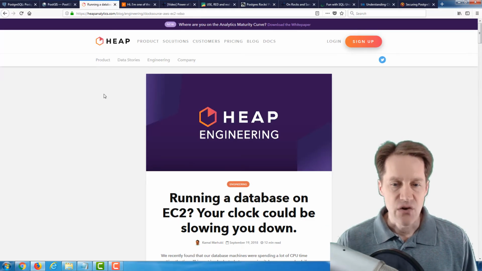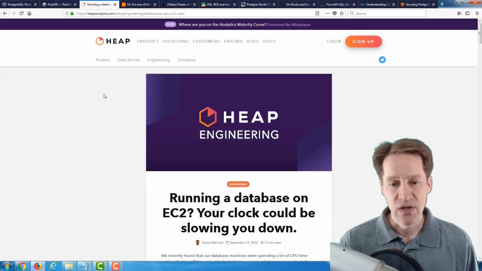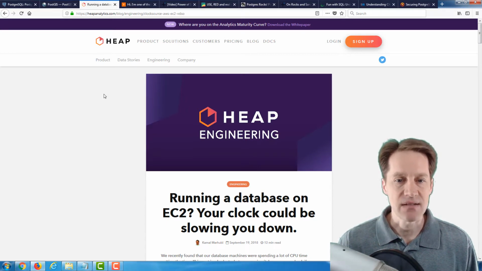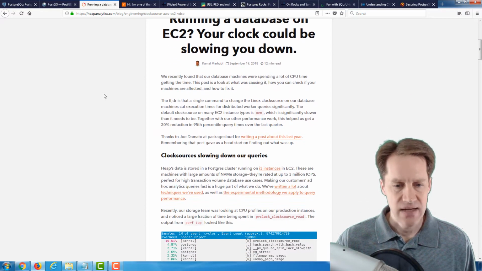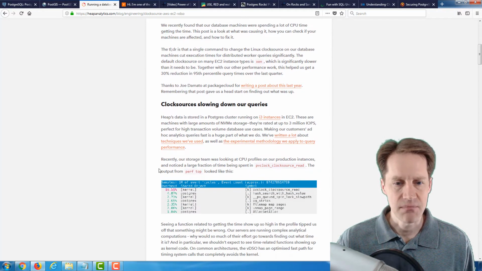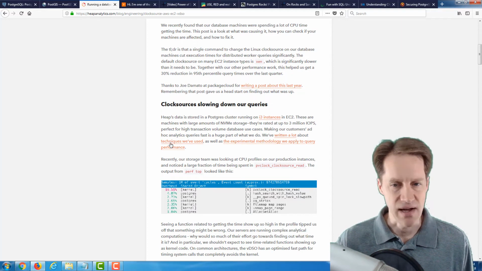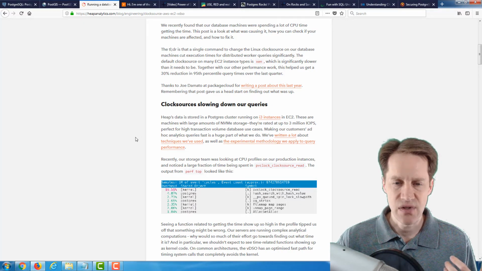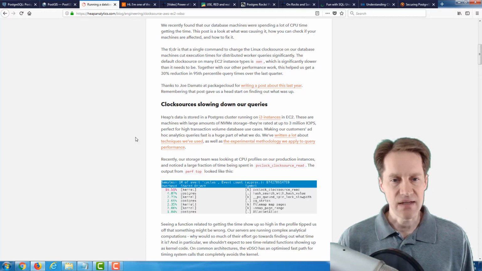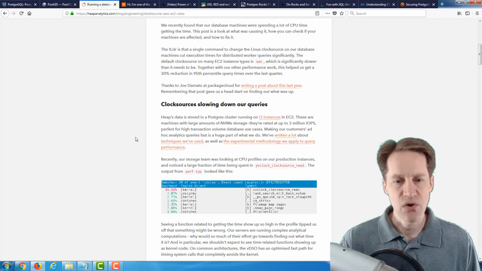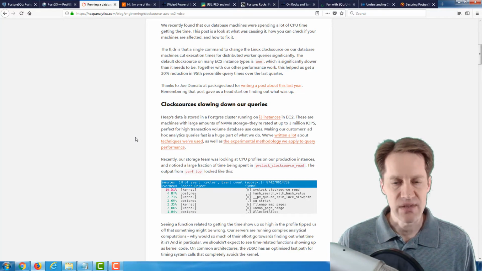The next article is "Running a Database on EC2? Your Clock Could Be Slowing You Down", and this is from the heapanalytics.com blog. Now, this is an interesting case where they saw a significant portion of CPU time being taken up checking the system clock. And this is in part, they discovered, due to the virtualization that AWS on EC2 was using. Now, ultimately, it looks like at the very end of this post, they're talking about AWS EC2 moving to a KVM virtualization that kind of bypasses this problem.